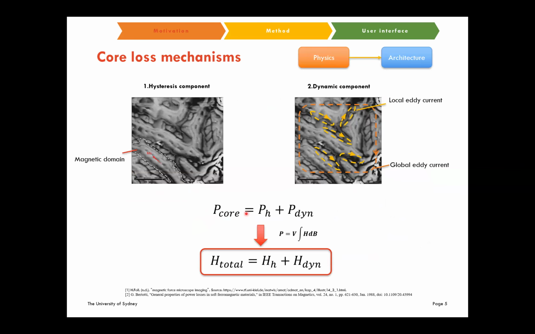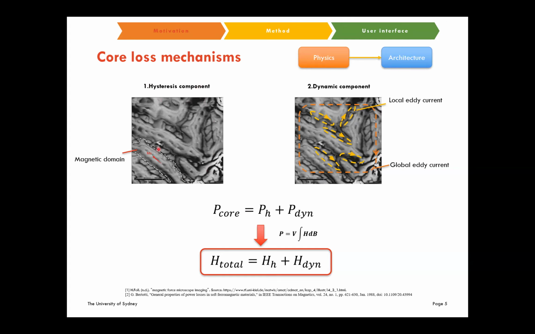Because our ideas start from the physics and then go on to develop our architecture, I need to give you some overview of the physics behind the material, especially the core loss mechanism. Core loss is comprised of two components. The first component is hysteresis loss. So what does hysteresis loss mean?